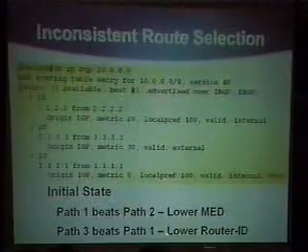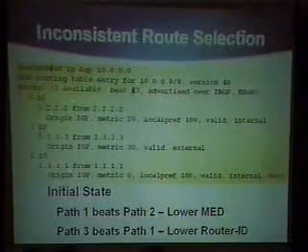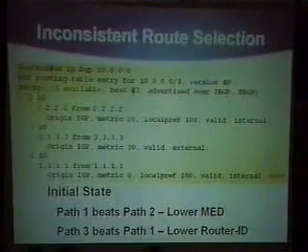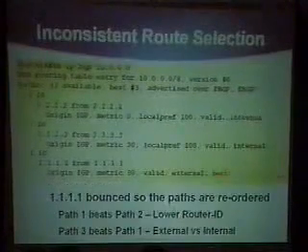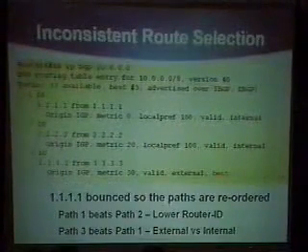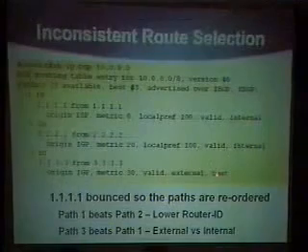But path 3 beats path 1 because it's got a lower router ID. 1.1.1.1 is lower than 2.2.2.2. Okay, so this is the best path in this case. We now reset the peering with 1.1.1.1, and then we find we've got a different best path.